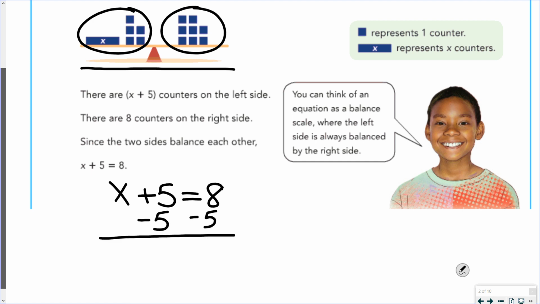Plus 5 minus 5, they're going to cancel each other out. So on the left side of the equation, we have x. And if we take 5 off of the right side of the equation, 8 minus 5 is 3. So the value of our variable is 3. And if we put that back into our equation, if we put 3 in for x, 3 plus 5 does equal 8. So that is a correct answer to our equation.